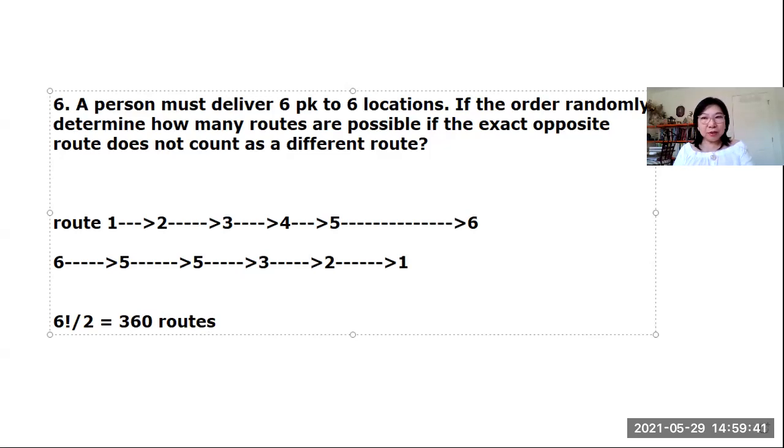If you don't count the opposite route, including it, the answer will be 360. That's a lot, right? Okay, so that is question 6. And I'm going to the next question, which is question 7.